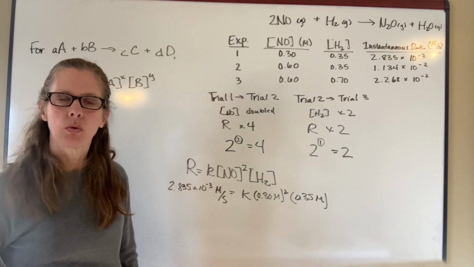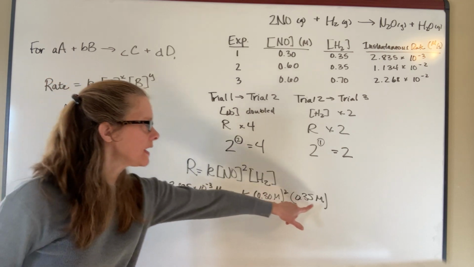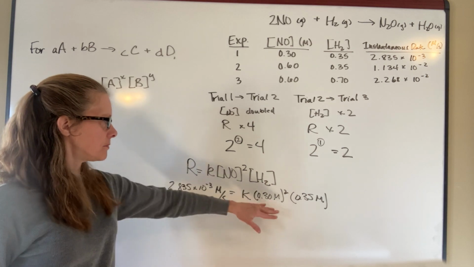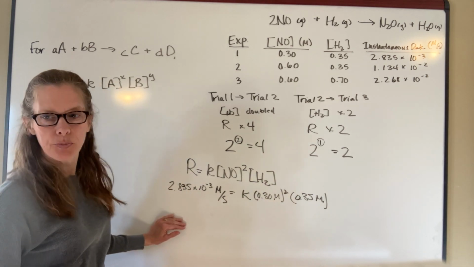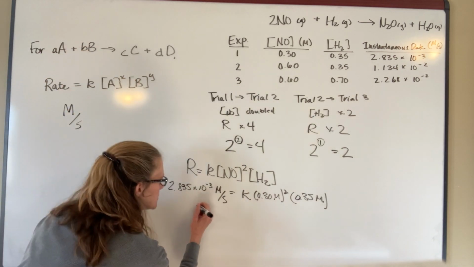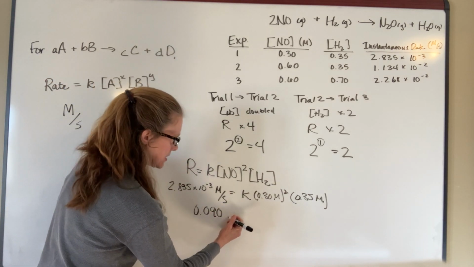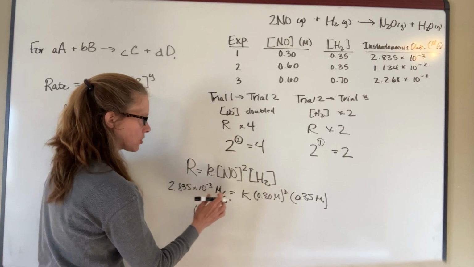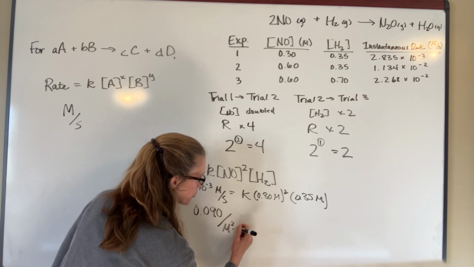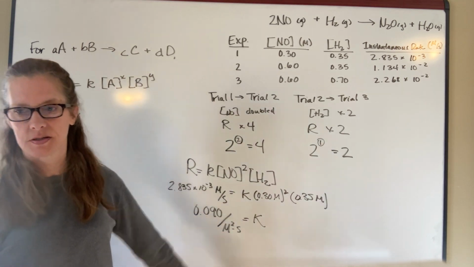Okay, so when I solve that, I'm going to end up with a molarity cubed on this side, and then I'm going to divide both sides by that. And so what I'm going to end up with is, I think, 0.090, and this molarity is going to cancel out with one of the molarity cubes on the bottom, so I'm going to have per molarity squared per second. And that gives me what the rate constant is, okay?